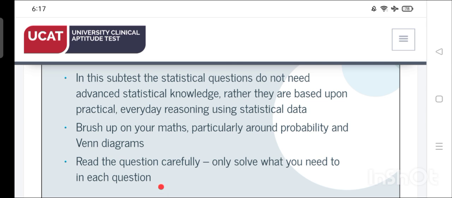Okay, so here we have statistical questions. For these questions you don't need any advanced statistical knowledge. You just need to have the basic knowledge to solve these questions. And some portion of maths you have to brush up on, which may be probability and Venn diagrams, because these portions of maths are included in the decision making questions. So if you are not prepared for probability and Venn diagrams, just go and practice for it and then be prepared for it.